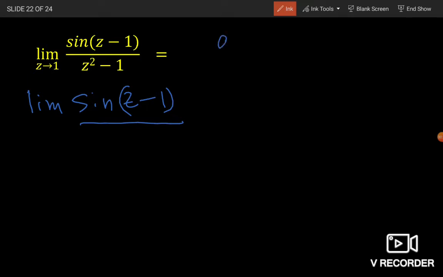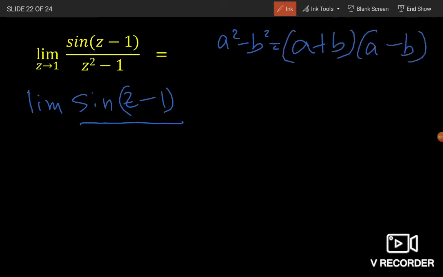Recall that a squared minus b squared is equal to (a plus b) multiplied by (a minus b), the difference of two squares. So z squared minus 1 is basically a squared minus b squared. Following this equation, a squared minus b squared is equal to the product of the binomials a plus b and a minus b. Z squared minus 1 therefore will be (z plus 1) multiplied by (z minus 1), as z approaches 1.